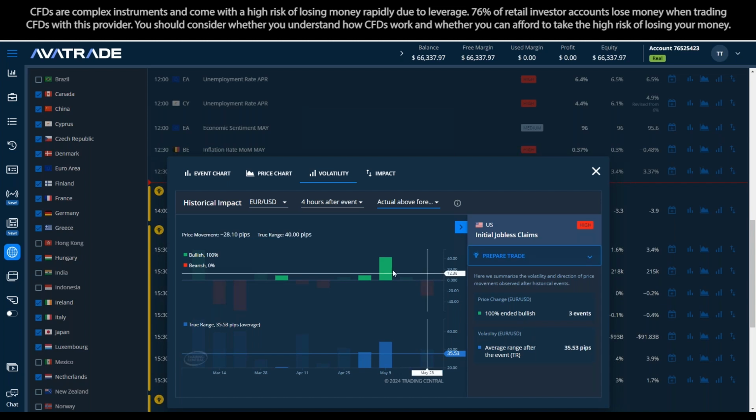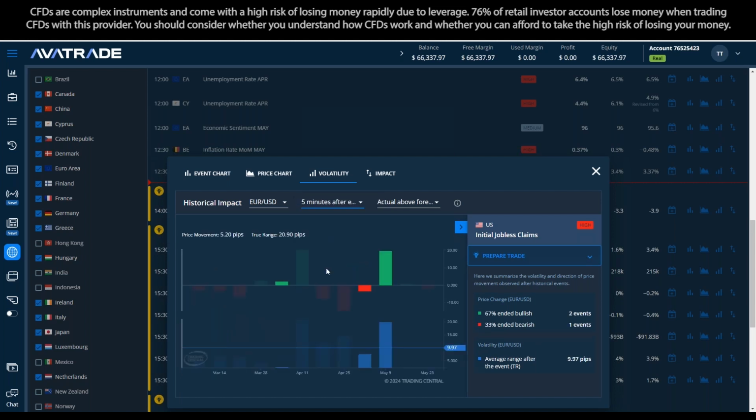How do we know that? Because in the past 3 out of 3 times when the numbers were higher than expected, the euro went up. Average range movement of over 35 pips in that first 4 hours after the numbers came out. Not once did it go down in this data when the jobless claims were higher than expected. Okay, and again, that's over 35 pips after 4 hours.